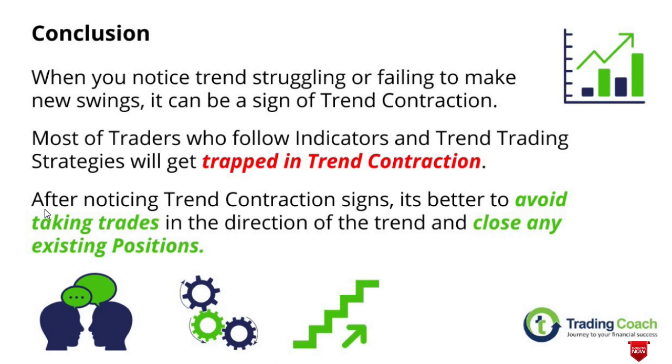And here is the most important thing. After noticing trend contraction signs, you need to avoid taking trades in the direction of the trend. And if you have any existing positions, you need to close them. Alright, so this is how trend contraction actually works. This is an important concept. Make sure you keep the lessons in mind. If you want to go through the lessons, please go through the video one more time.